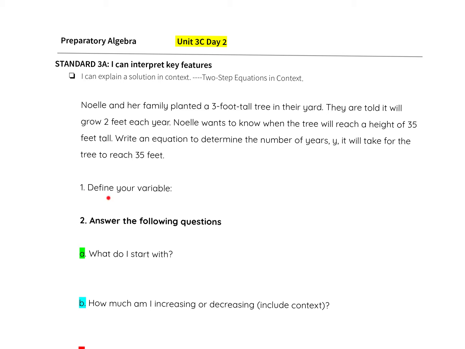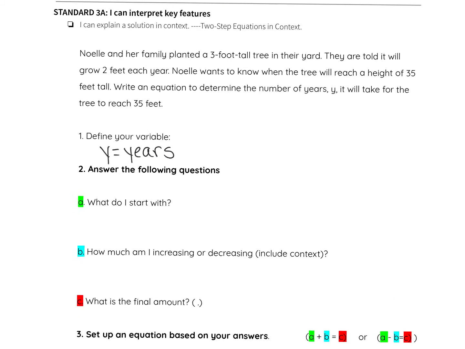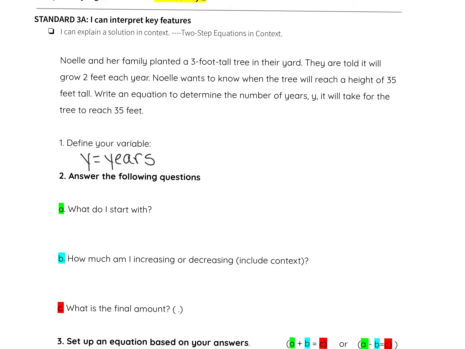So my step 1 is to define your variable. When you look at this problem, you can see it already gives you the variable. Write an equation to determine the number of y years it will take to reach 35 feet. So we know that the variable is y, and that is equal to years. Okay, next, we need to answer the following questions.